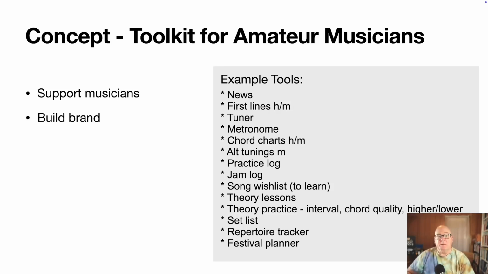Not all of these will be done, but some examples are a news section, kind of recent events or things like that. A first line index. So lots of times if you have a tune, you've played it before, you sort of know it, but you don't remember how it starts. A first line index can help you with that. A tuner, so you can tune your strings. A metronome, just to get your steady beat.